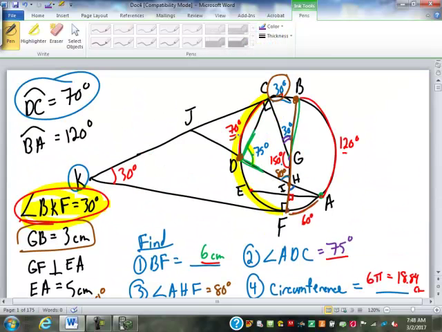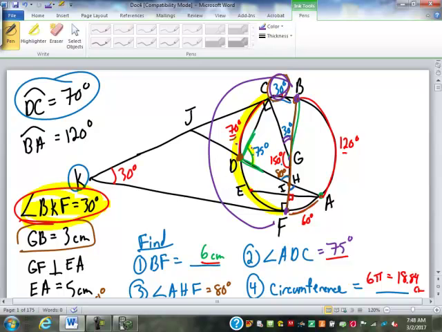So if we're looking for this highlighted arc, right? This is a diameter. BF is a diameter, which means the arc that it cuts here is 180 degrees. If that's 180 and this one's 30, you just subtract 180 minus 30. Leaves us with 150 for the highlighted arc here.